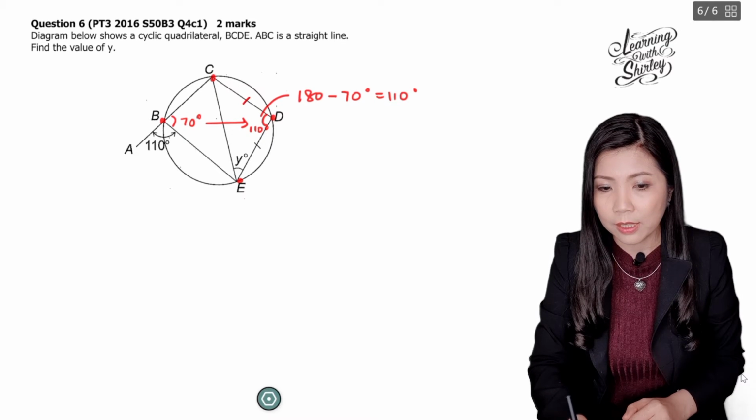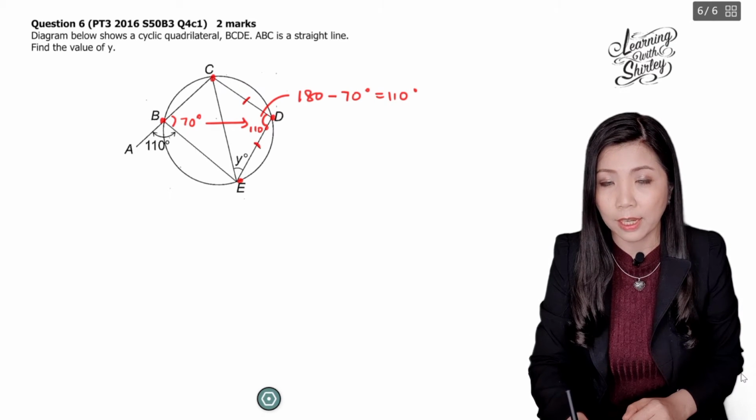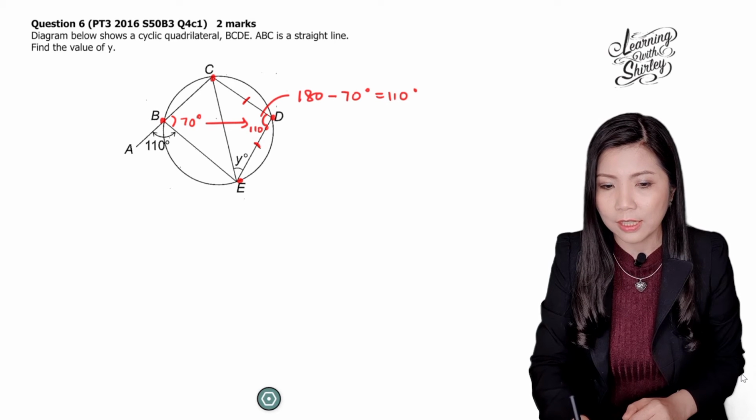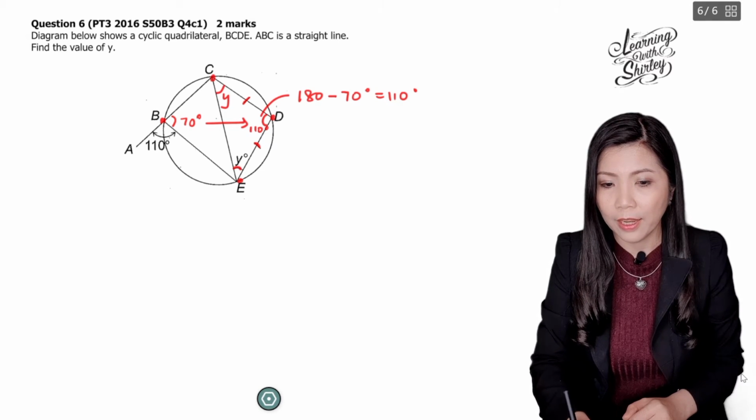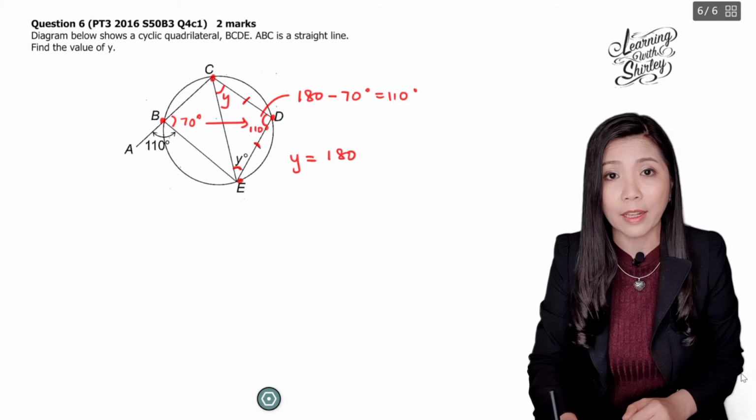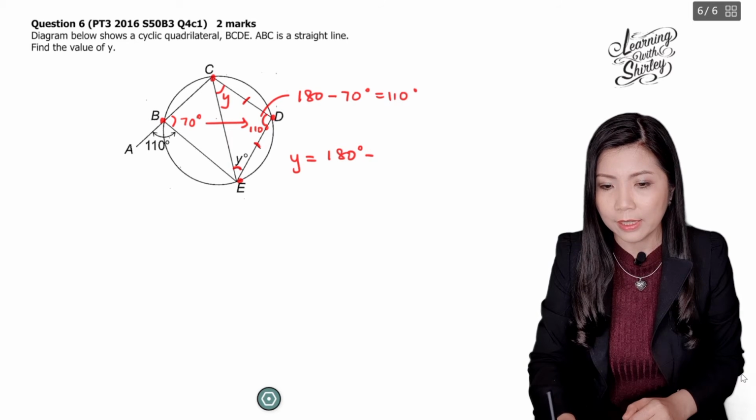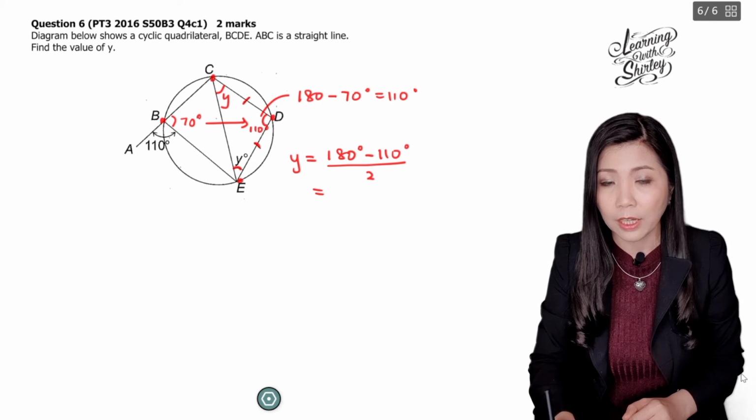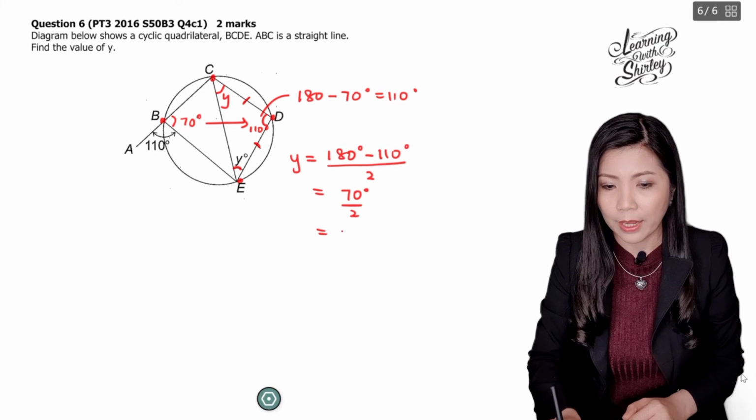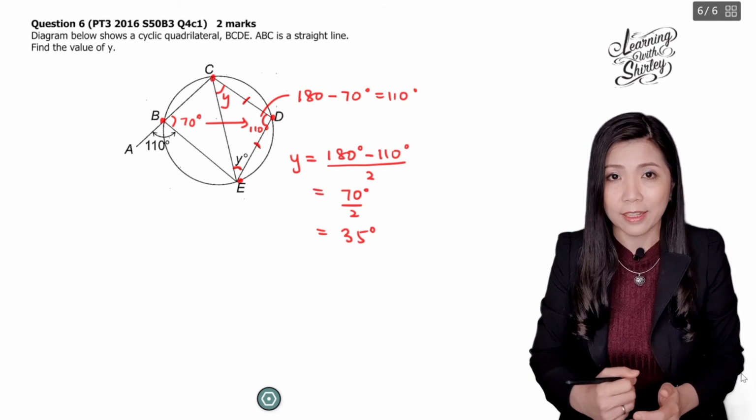This and this are the same, therefore it's an isosceles triangle. For an isosceles triangle, if this is y, this is also y. To find y, I'm going to use 180, which is the sum of angles in a triangle, minus 110. After that, I divide by 2 to find one y. So 180 minus 110 is 70, and then I divide by 2, so I will get 35 degrees. So that is the answer.